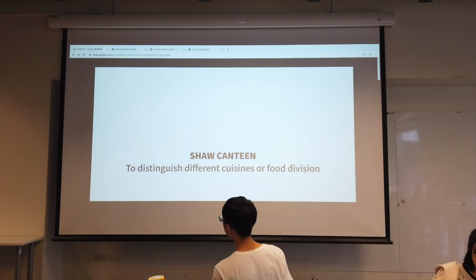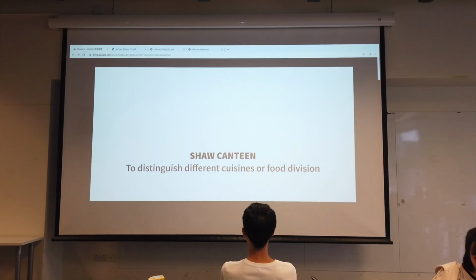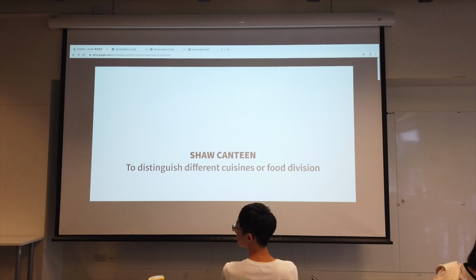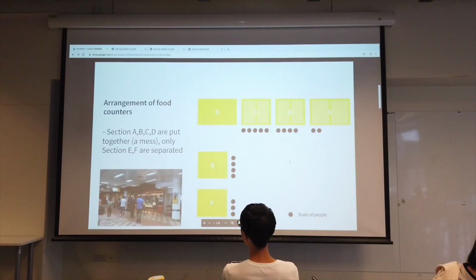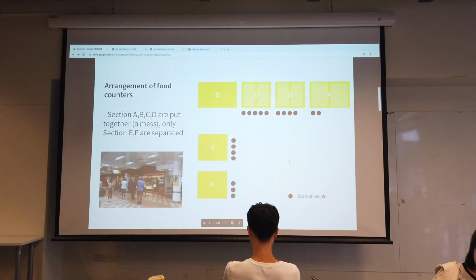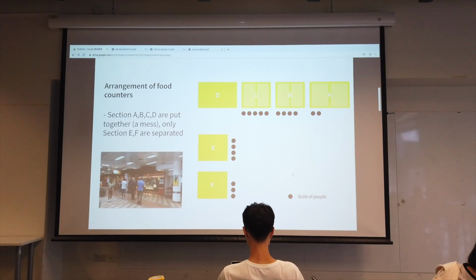To the small canteen, and our topic is to distinguish different cuisines or food divisions. We mainly find 4 problems that lead to inefficiency for people who come to this canteen. The first one is the arrangement of food counters. Sections A, B, C, D are closely put together, and most of the time there is a mess when there are many people during lunchtime. Sections E and F are individual, so there is more clear space for people to line up. We also observed the ratio of people lining up here.